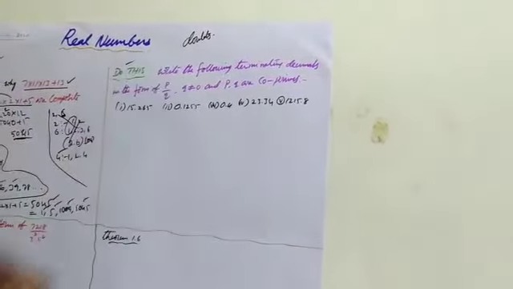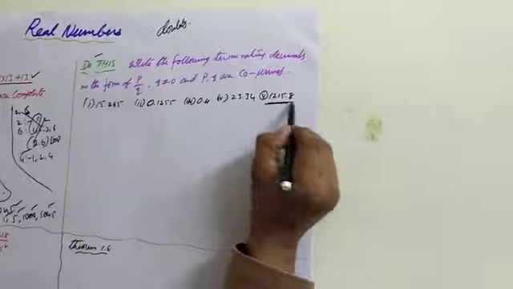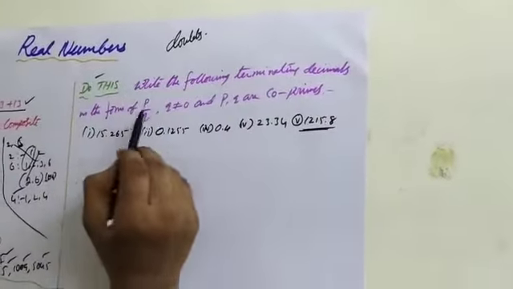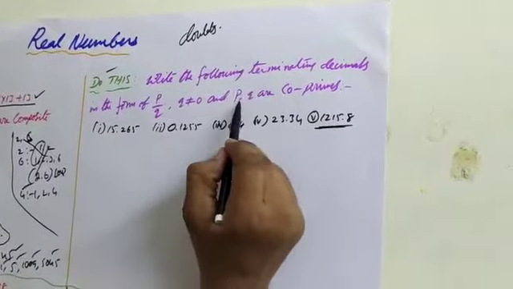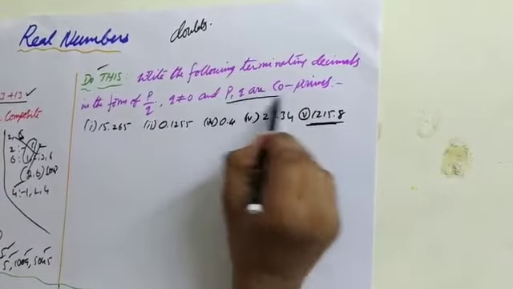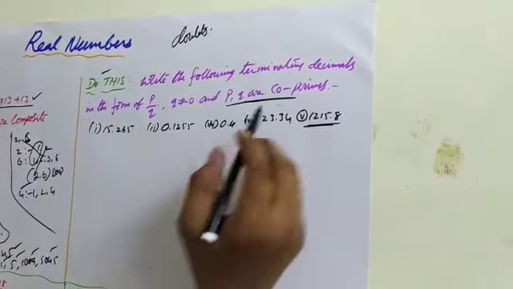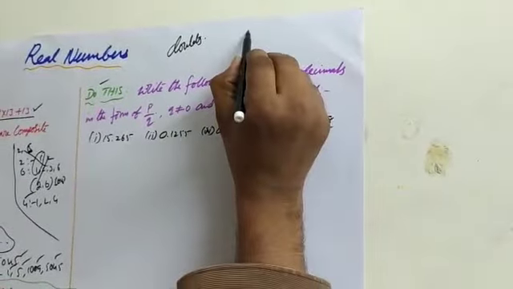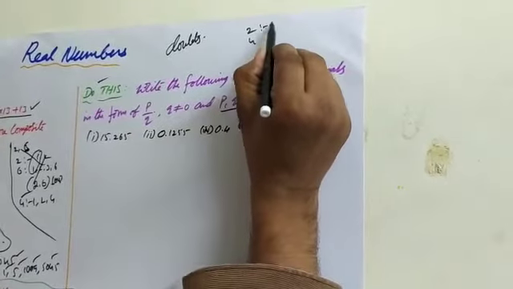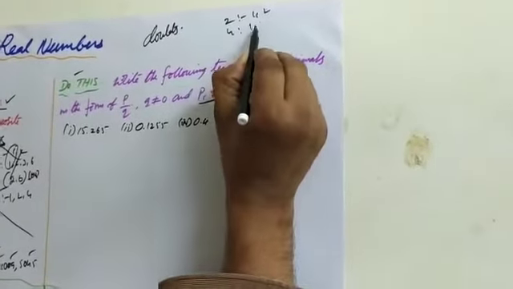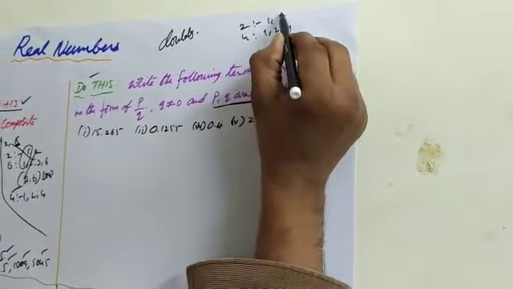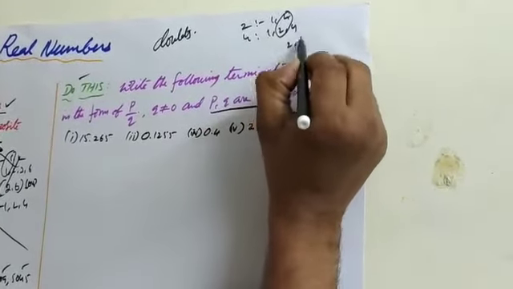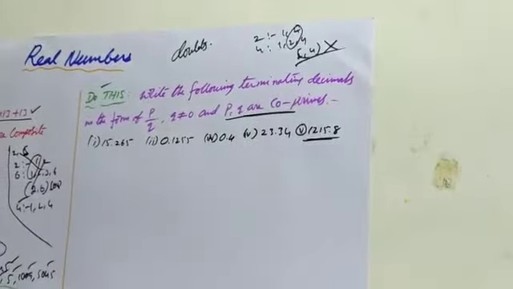Now do this; ask somebody the fourth problem. Write the following terminating decimals in the form p by q, q not equal to 0, where p and q are co-primes. What is the meaning of co-primes? The only common factor is 1. For example, 2 comma 4: the factors of 2 are 1, 2 and of 4 are 1, 2, 4. The common factor is not only 1, so 2 and 4 are not co-primes.